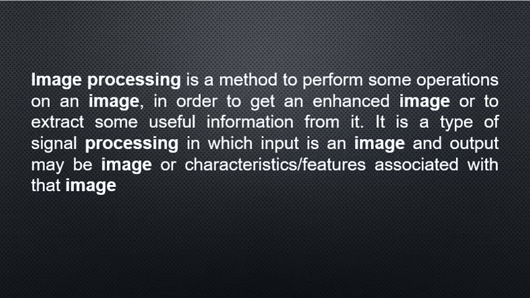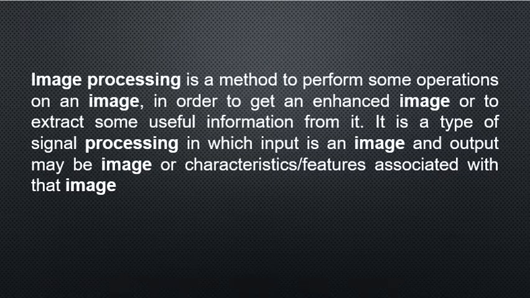If we define it simply, image processing is just a method to perform some operations on an image in order to get an enhanced image or extract some useful information from it. What I really mean is we input some image, apply some operations on that image, and extract some features and characteristics, or apply something on the image and get our output image. But how do we do this?